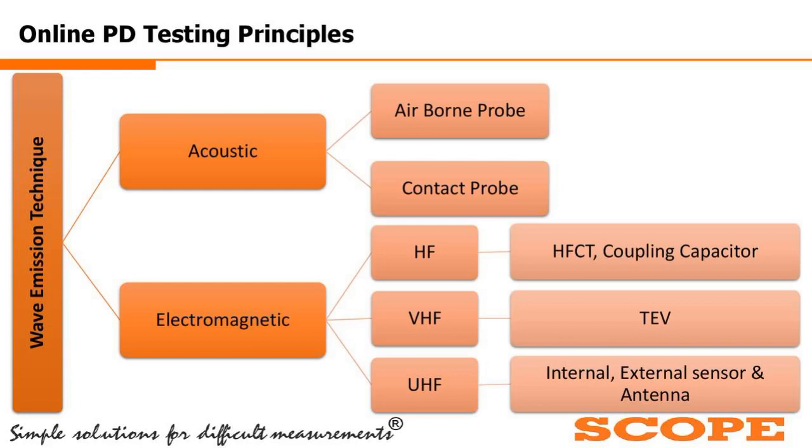HF is generally HFCT, so high frequency CT or coupling capacitors are the things categorized under the HF sensors. TEV or the transient earth voltage sensors are categorized under the very high frequency sensors. And there are different types of internal or external sensors and antennas used under the UHF frequency band.